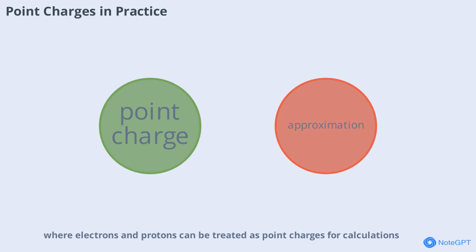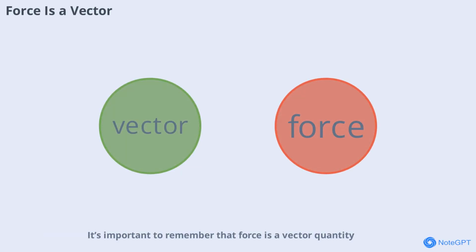It's important to remember that force is a vector quantity, meaning it has both magnitude and direction. When dealing with multiple charges, you need to consider the direction of each force and use vector addition to find the net force. This can make calculations more complex, but it's essential for accurately predicting the behavior of systems with more than two charges. Understanding vectors is a key skill in physics and engineering, especially when applying Coulomb's law.